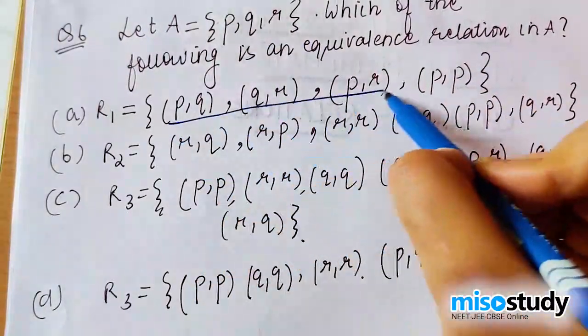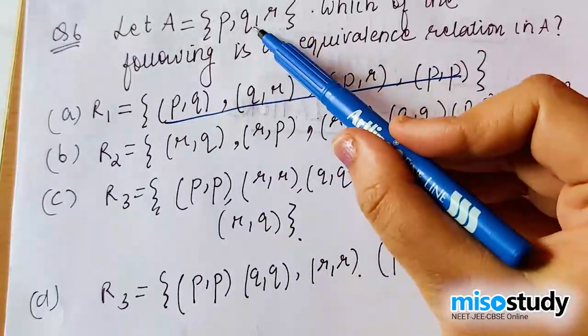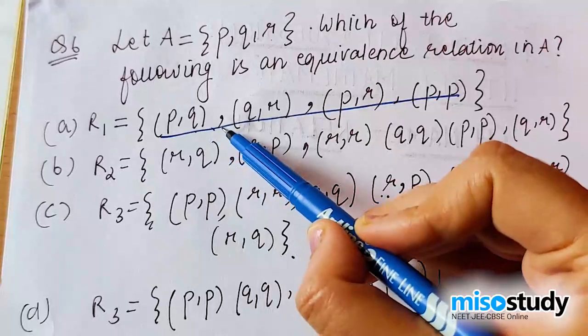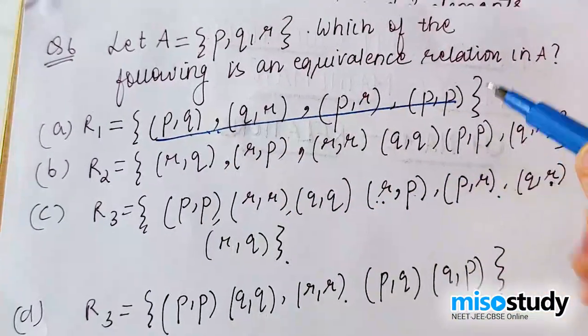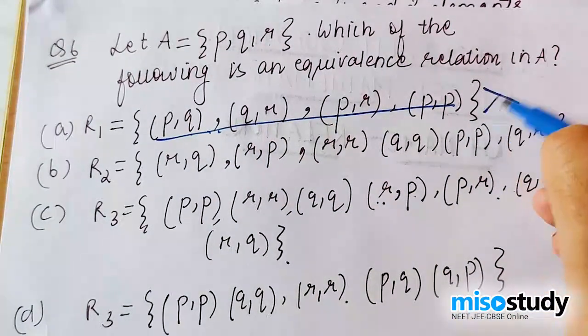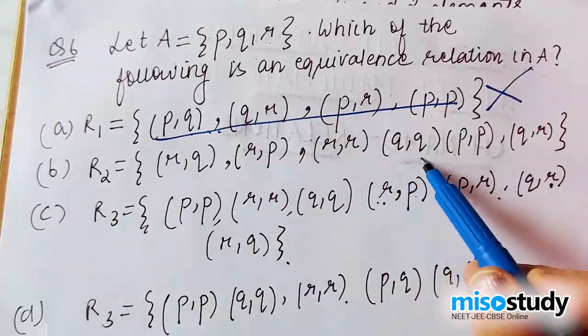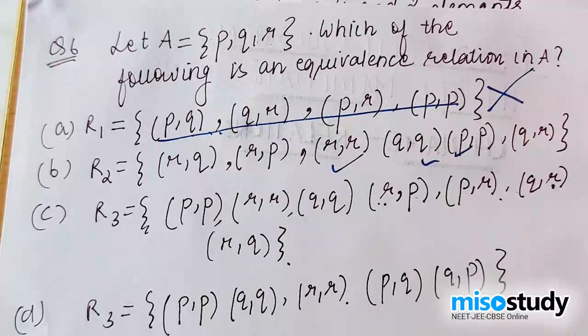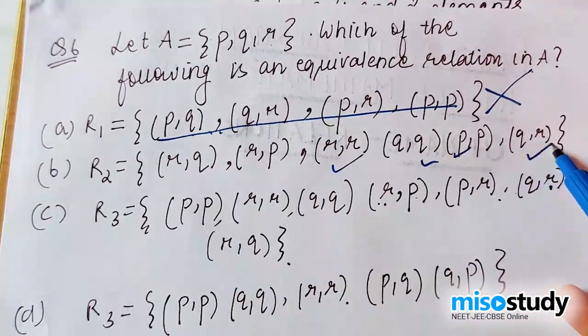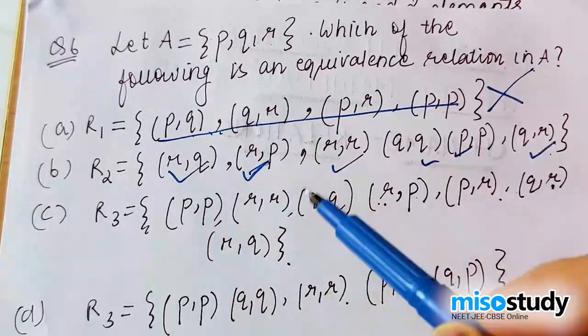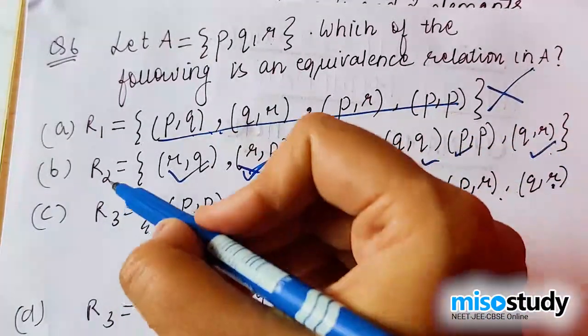Let's check this. First of all, if you have P, Q, R, you must have PP, QQ, RR. You must have first of all that this is reflexive. This is not reflexive, so let's leave this option quickly. In this you have PP, QQ, RR for sure. Let's check for symmetric. Do you have QR? Then you have RQ. You have RP, you must have PR. So it's not symmetric. So leave this option as well.